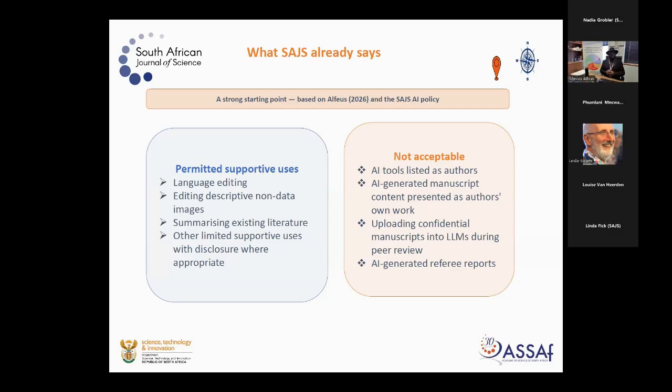What is not acceptable is AI. You cannot say ChatGPT is an author of the paper. So the AI tool cannot be listed as an author. In a generated manuscript, you cannot just put something into your AI tool and then submit it as you, and claim that you own that as your scholarly work.